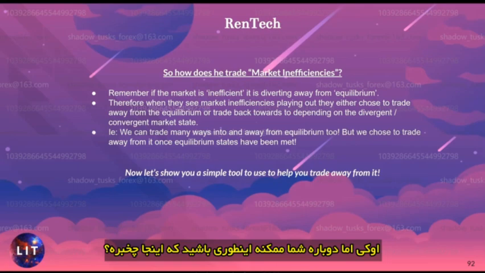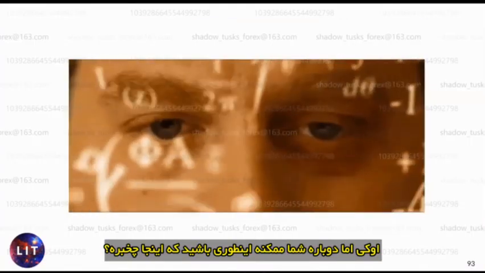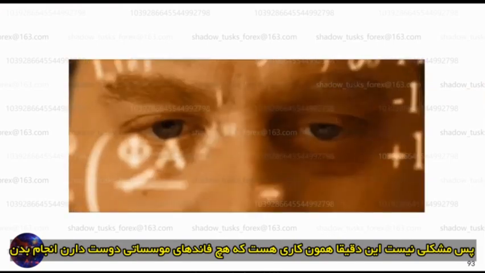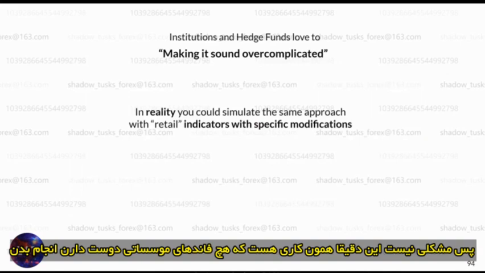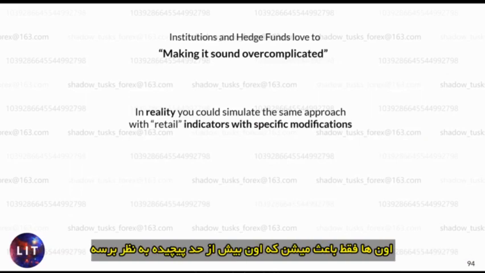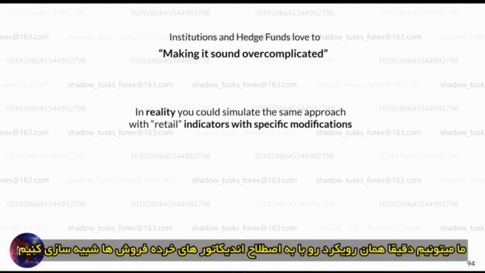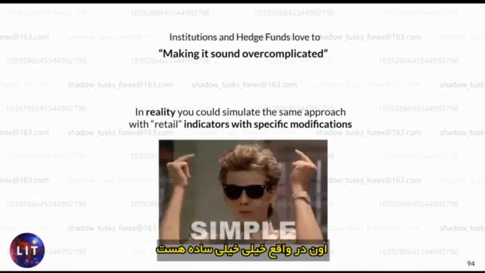Okay, but you all are probably like, what is going on here? What is he trying to tell us with that? No worries, that's exactly what these institutions and hedge funds love to do. They just make it sound completely overcomplicated. But in reality, if you understand what they're actually trying to do and how these markets work with the delivery inefficiencies, we can simulate the same exact approach with so-called retail indicators. It's actually very, very simple.